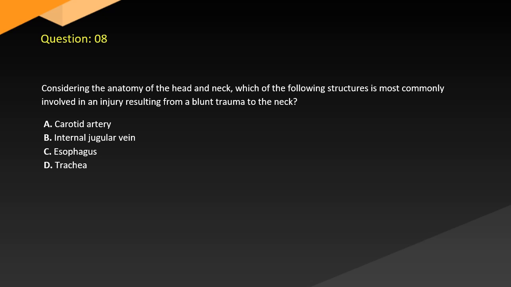Question 8. Considering the anatomy of the head and neck, which of the following structures is most commonly involved in an injury resulting from a blunt trauma to the neck? A. Carotid artery. B. Internal jugular vein. C. Esophagus. D. Trachea.